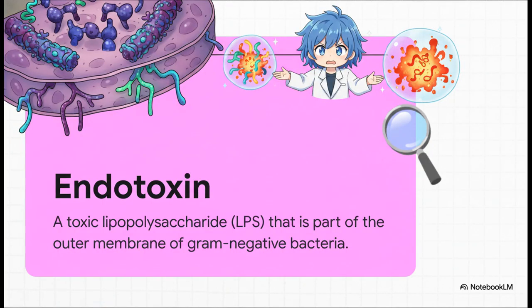So what is this stuff? Chemically, it's a molecule called lipopolysaccharide. We just call it LPS for short. And it's not something the bacterium makes and shoots out. No, it's literally part of its body. It's a piece of the outer cell wall of what we call gram-negative bacteria.